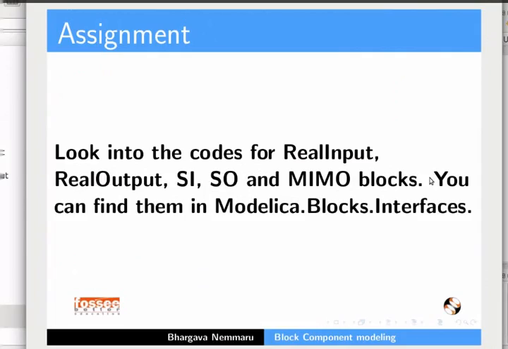As an assignment, look into the codes for real input, real output, SI, SO and MIMO blocks. You can find them in modelica.blocks.interfaces package. Real input and real output are connectors which are used quite frequently. Hence, it is necessary to understand them.